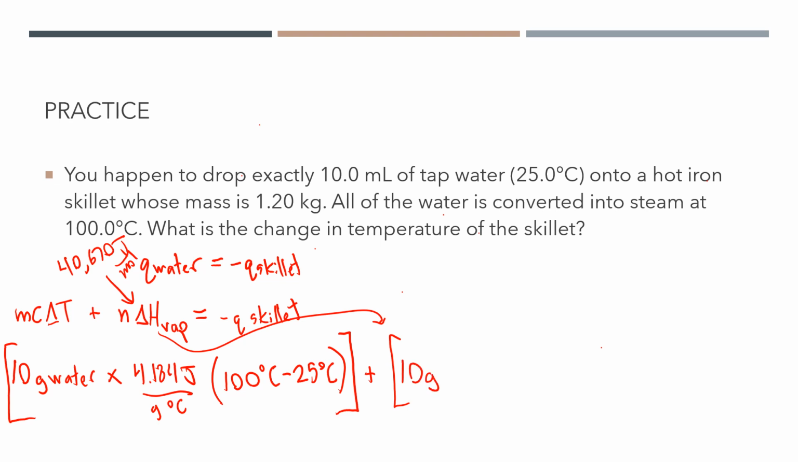We need to convert that to moles. So you'd have to divide that by the molar mass of water, which is 18.02 grams per 1 mole. Then let's times that by our number up there, so 40,670. And notice how much bigger that number is. It takes much more energy to actually vaporize something than it does to heat it up. And so then we set that whole thing equal to the negative Q of the skillet. So we put a negative in front of it.